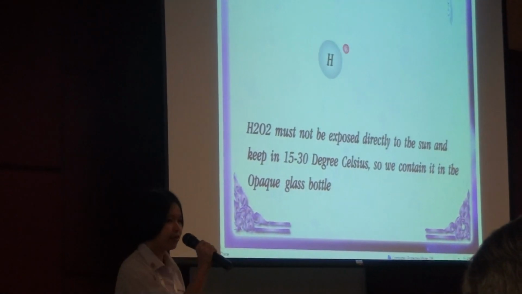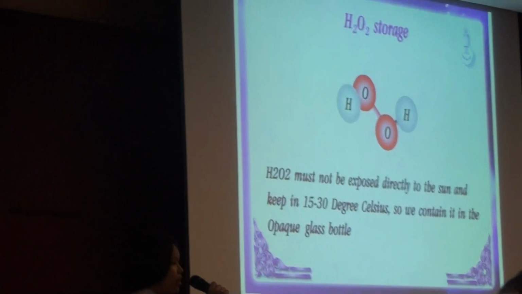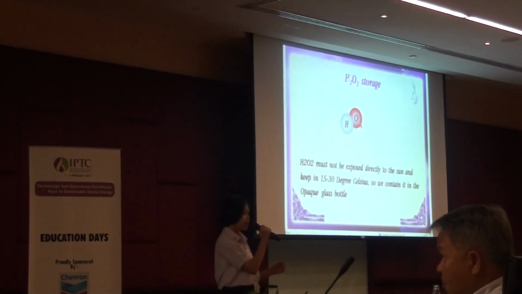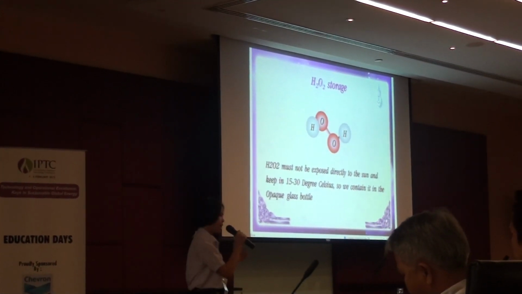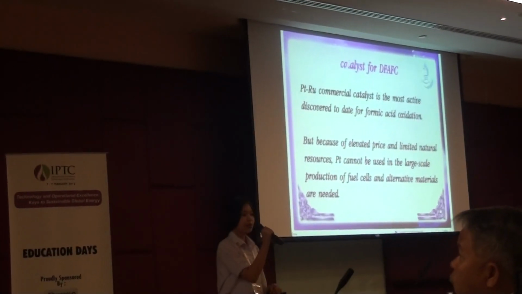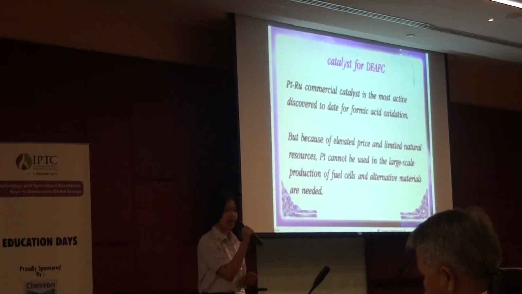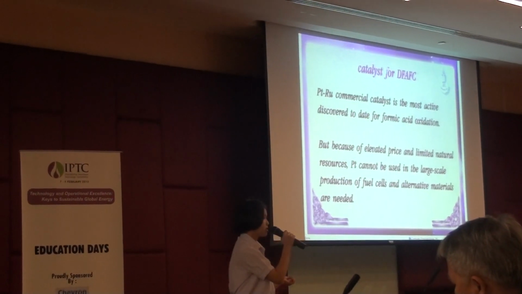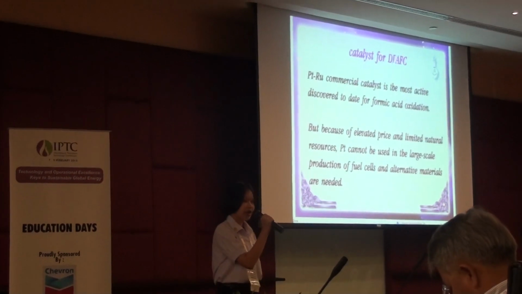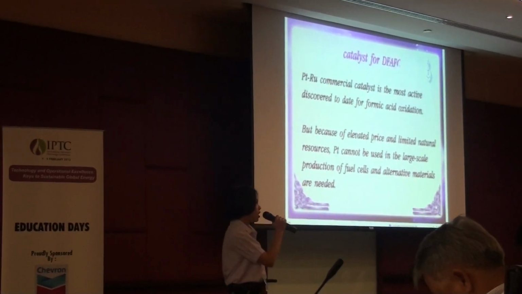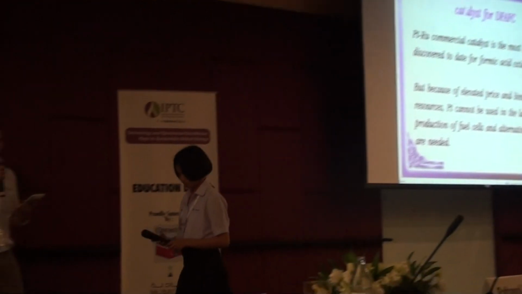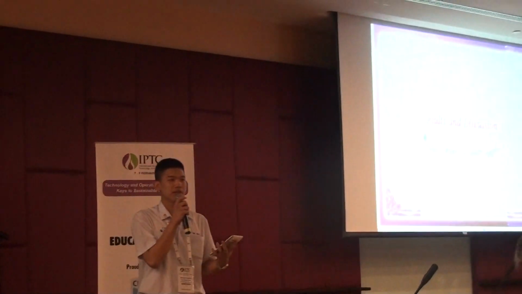Catalyst for DFAFC. Platinum ruthenium commercial catalyst is the most active discovered to date for formic acid oxidation. But because of limited natural resources, platinum cannot be used in the large-scale production of fuel cells, and alternative materials are needed. Okay, let's see the results and discussion.